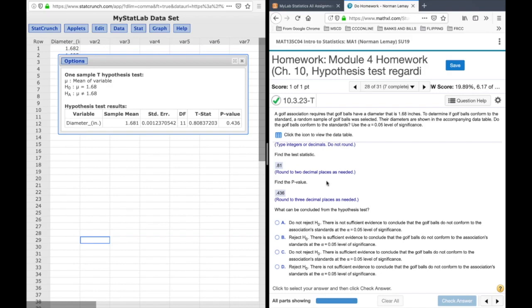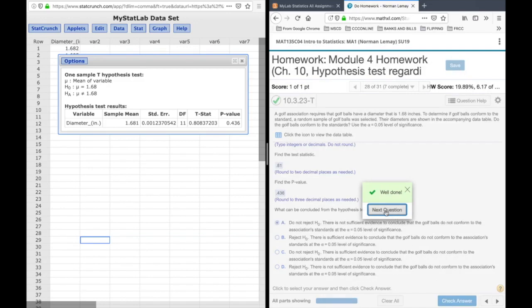So notice that when we do not reject, that means that there is not enough evidence in the data to support the alternative. So notice there is not sufficient evidence to conclude that the balls do not conform, or, if we reject, there is sufficient evidence to conclude. So since there is not sufficient evidence, we will go ahead and choose A. So do not reject is our decision, and this is our interpretation: there is not sufficient evidence. So we'll go ahead and check our answer, and there we go.